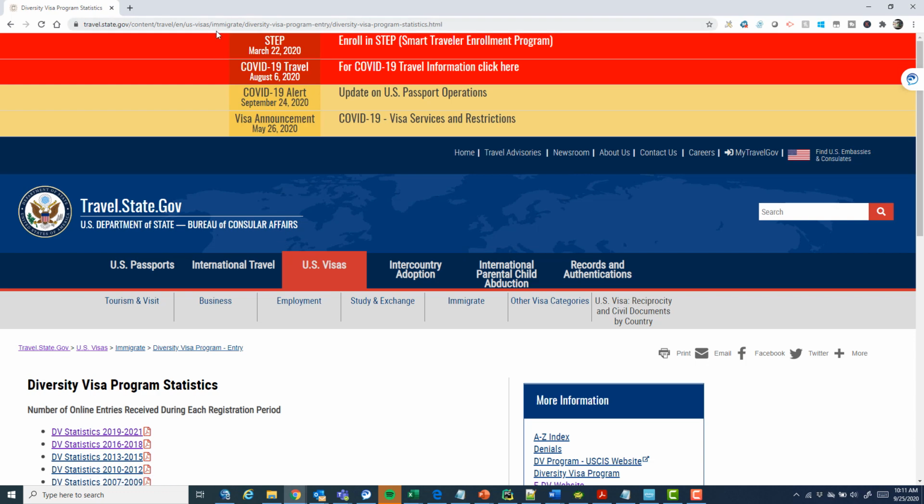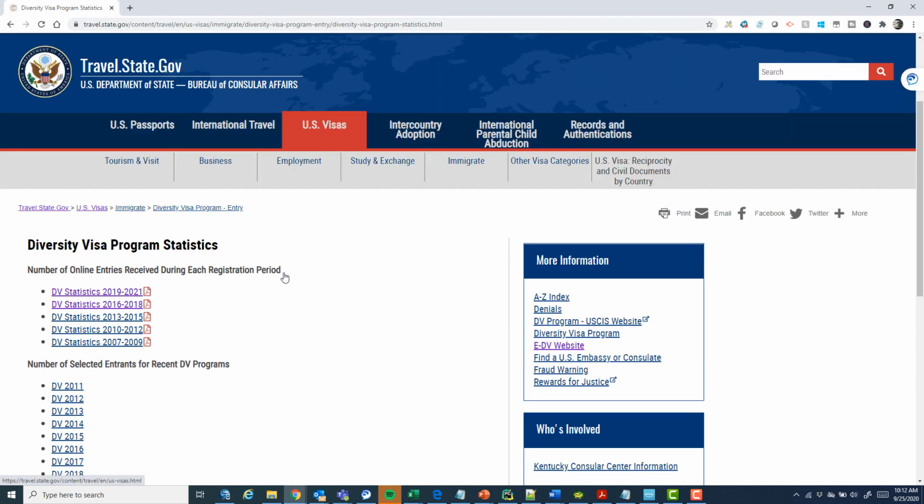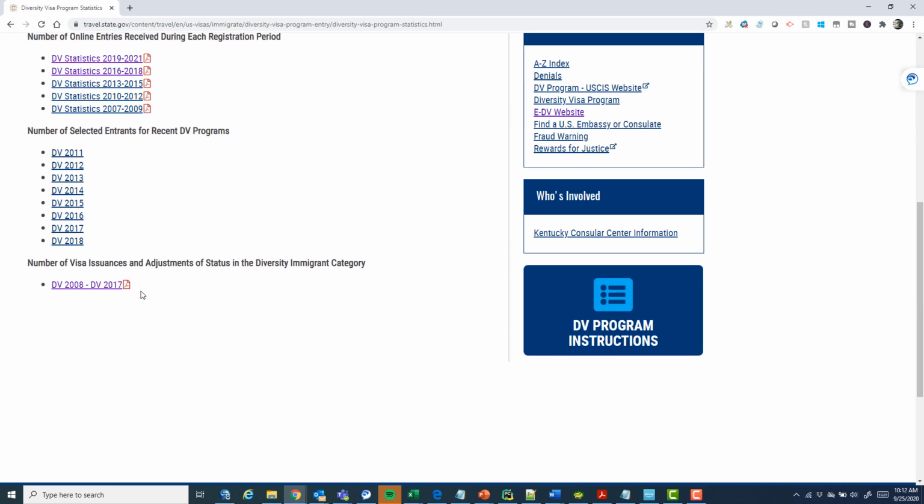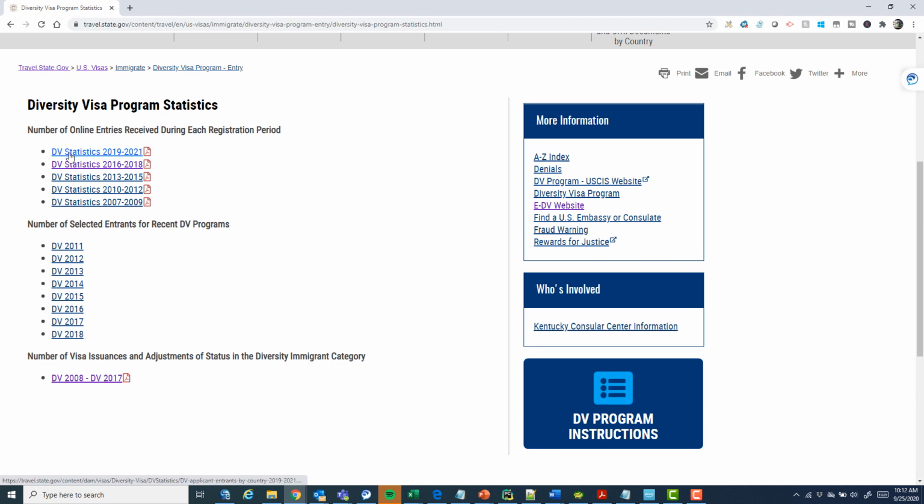So if you Google DV lottery statistics, you'll come to this page, which is a useful page, which gives us three main groups of statistics. Firstly, there are some PDFs which I'm going to show you in a moment, which show the number of entries received in each year over the years from 2007 now to 2021. This 2019 to 2021 spreadsheet was just added this week. I think on Tuesday or Wednesday I noticed it. And I check this often, so it's pretty clear it just got added.